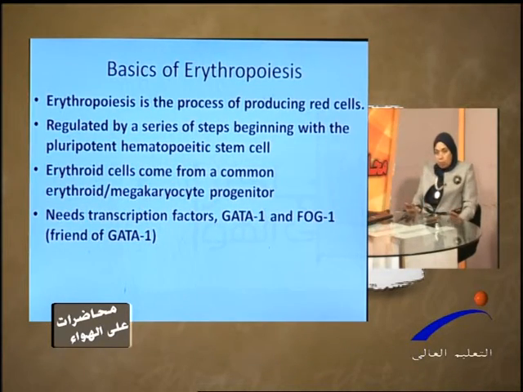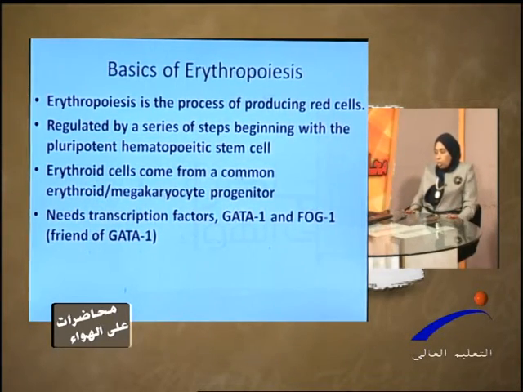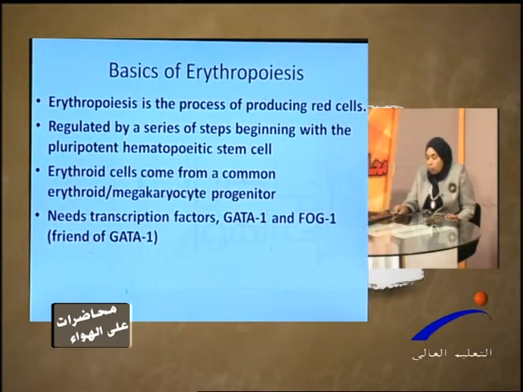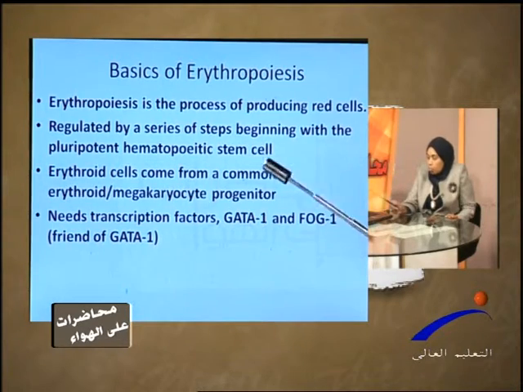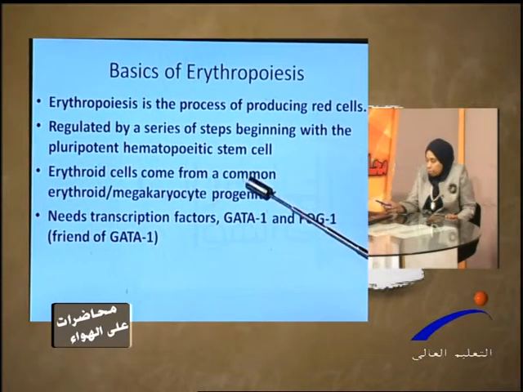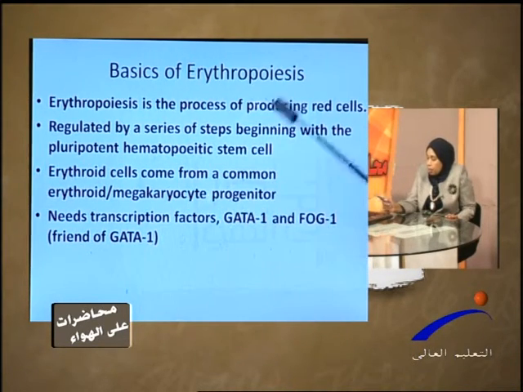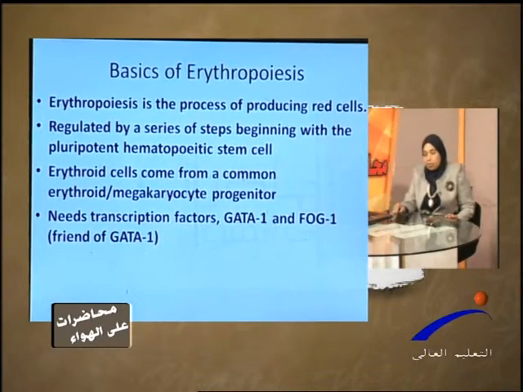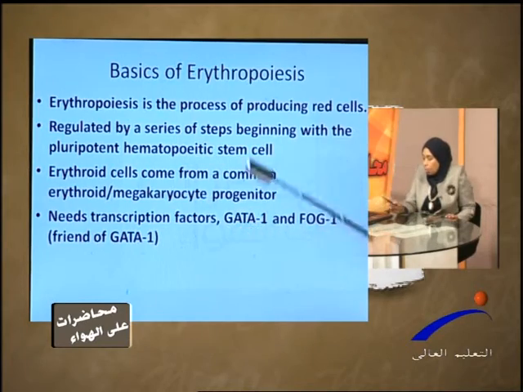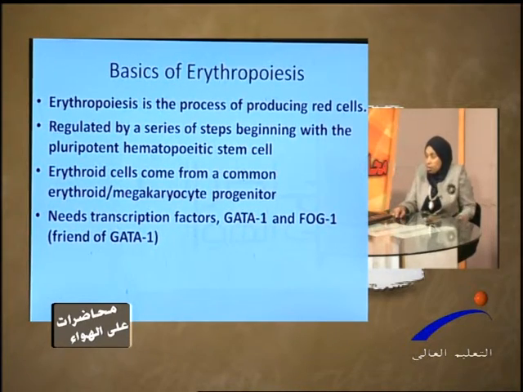So the definition of erythropoiesis is the production of RBCs, red blood cells, from the stem cells, regulated by what? By the effect, under the influence, of the erythropoietin hormone. These pluripotent stem cells are committed to become progenitor cells, which give rise to erythropoiesis, or red blood cells. It needs a transcription factor called GATA1. This transcription factor is important for erythropoiesis.